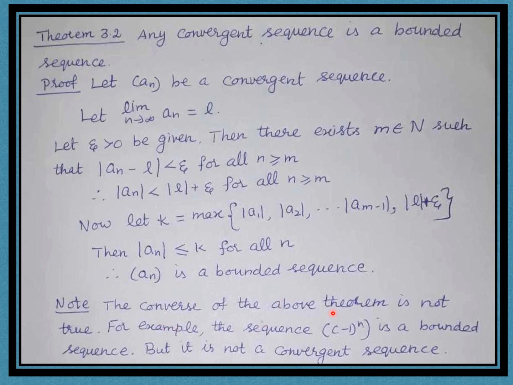The converse of the above theorem is not true. What is the converse? A bounded sequence need not be convergent. For that, we are taking the example (-1)^n. The sequence will have the values -1, 1, -1, 1. It is bounded because the upper bound is 1 and the lower bound is -1. Therefore, it is a bounded sequence. But it is not convergent because its values are -1, +1, the alternating values. We have proved in an example that (-1)^n is not convergent. Therefore, it is a bounded but not convergent sequence.